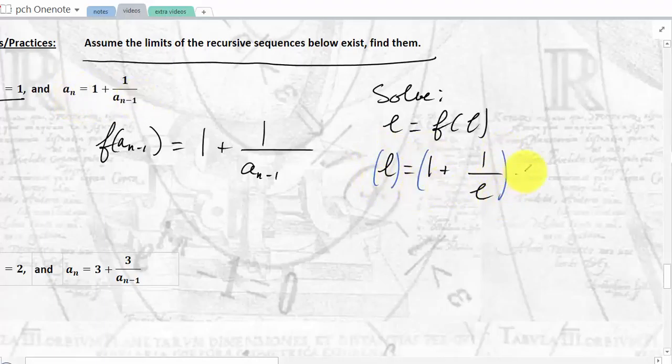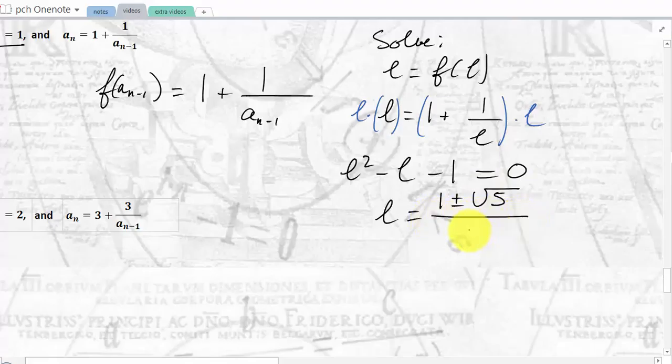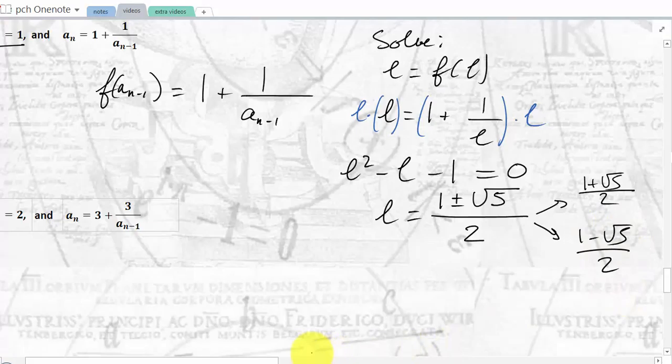To solve this equation, you multiply by L both sides, right? So you have L squared. I'm going to also clean it up at the same time. So L squared minus L minus 1 equals 0. And here I'll use my quadratic formula. L equals negative b plus or minus the square root of b squared, that's 1, minus 4ac, so it's root 5, over 2. Okay? So you have two possibilities. You have 1 plus root 5 over 2, and 1 minus root 5 over 2. Haha! Which one is it?